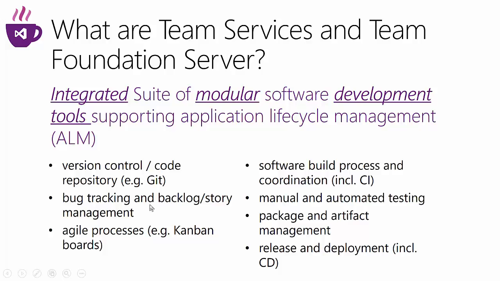We have a bug tracking and backlog story management component to our product. We have agile processes like Kanban boards. We are able to have a software build process and coordination, continuous integration, continuous build. And we have manual and automated testing component. We have a package and artifact management component, and we have a CD component, release and deployment. So we offer a lot of these different capabilities. And again, you can pick and choose. You can use one of these components if that's all you want to use, and then you could use external components for the other part, or you can use it all.